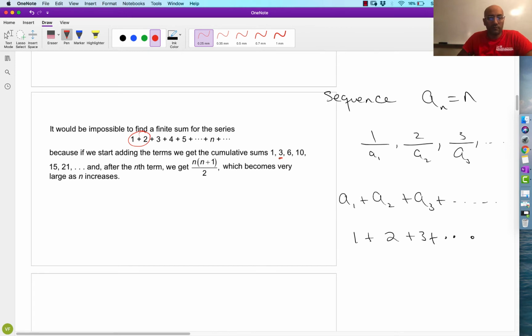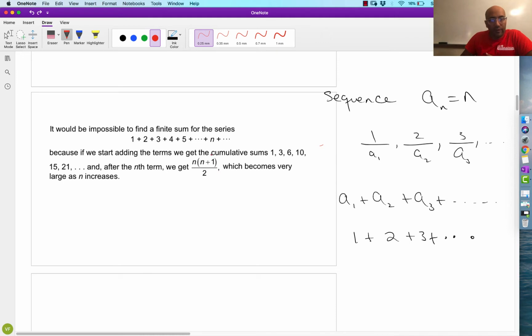Good. And then if I add up the first 3, that's going to be 6. That's this one right there. Then if I add up the first 4, they add up to 10. That's this number right there. Good, and so on and so forth. And so if I add up the first n of these numbers, they add up to this guy. We just proved that.